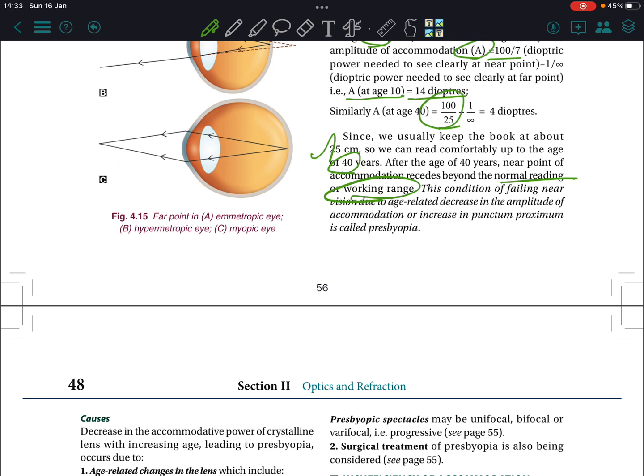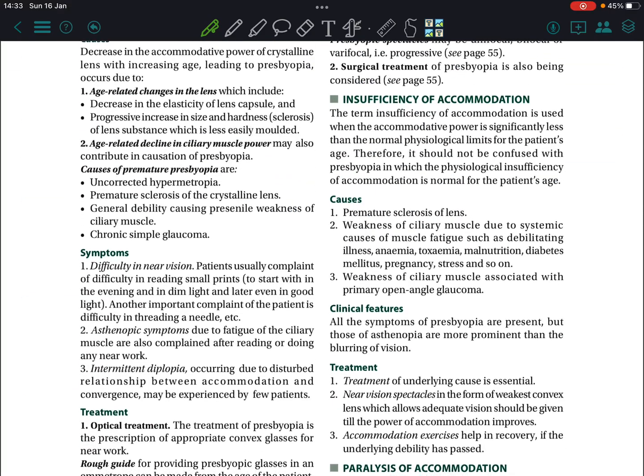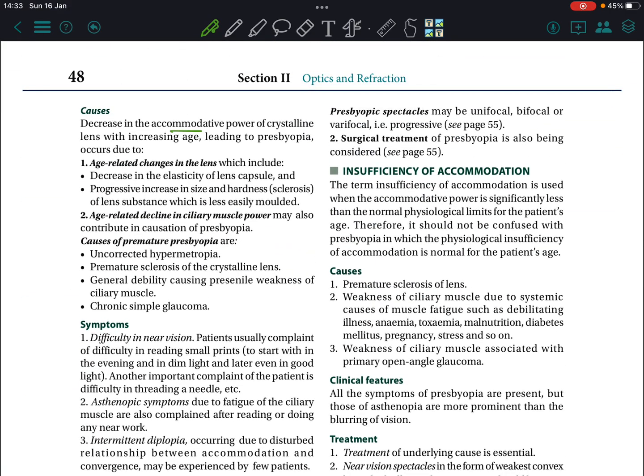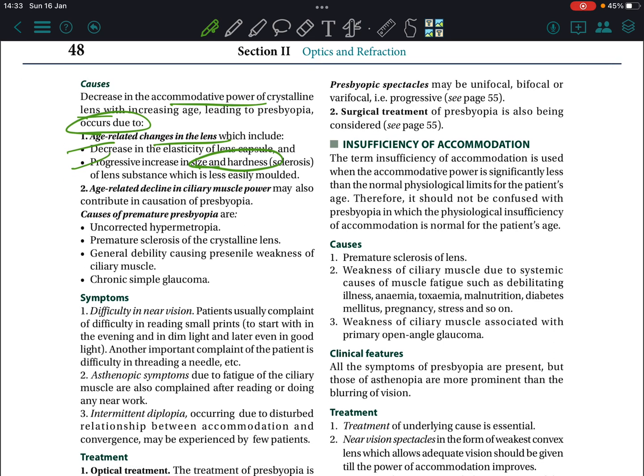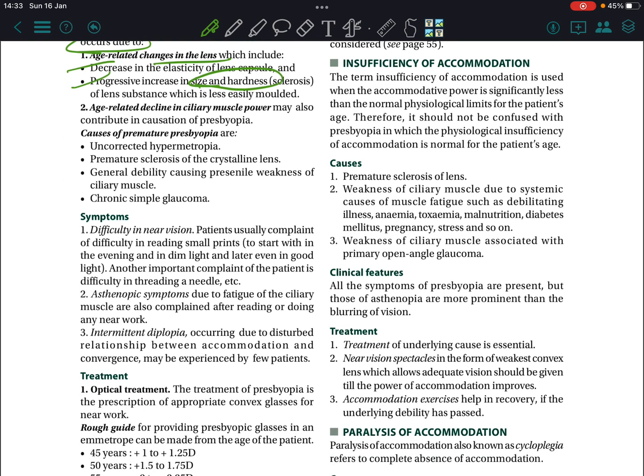This condition of failing near vision due to age related decrease in amplitude of accommodation, or increase in punctum proximum, is called presbyopia. Causes: decrease in accommodative power of the crystalline lens with increasing age leads to presbyopia. It occurs due to age related changes in the lens: decrease in elasticity of the lens capsule and progressive increase in size and hardness, and age related decline in ciliary muscle power.